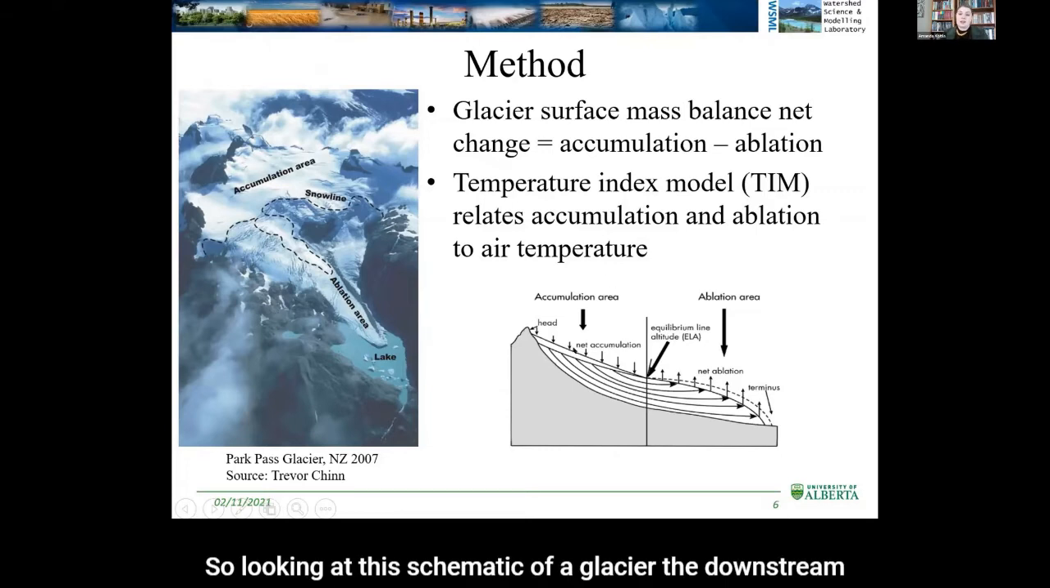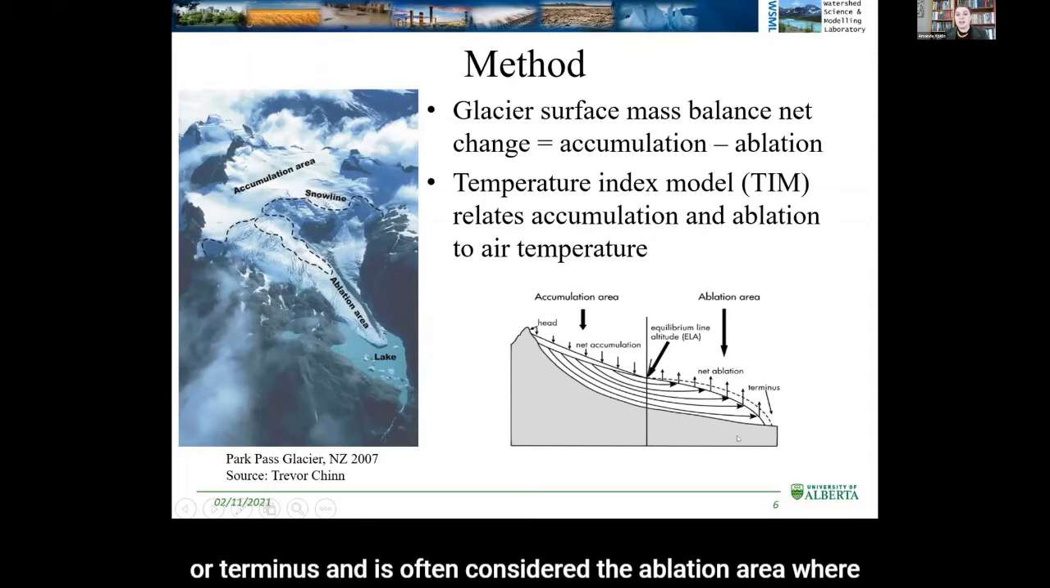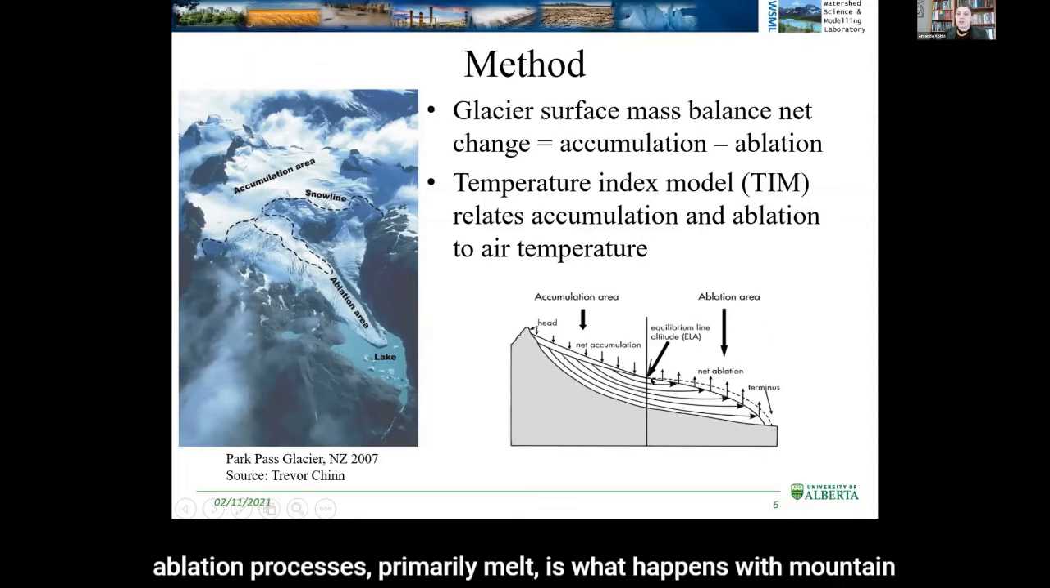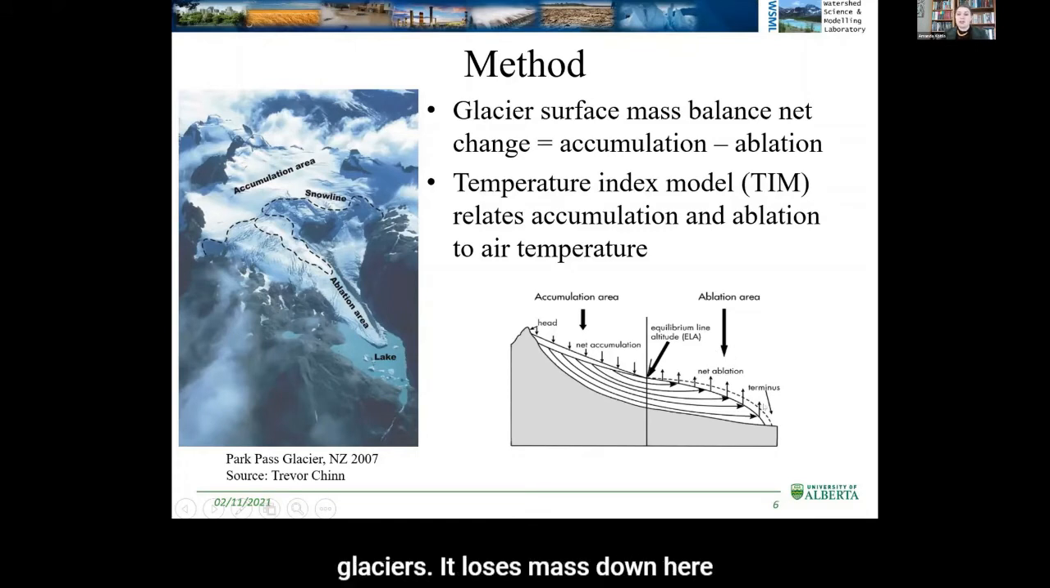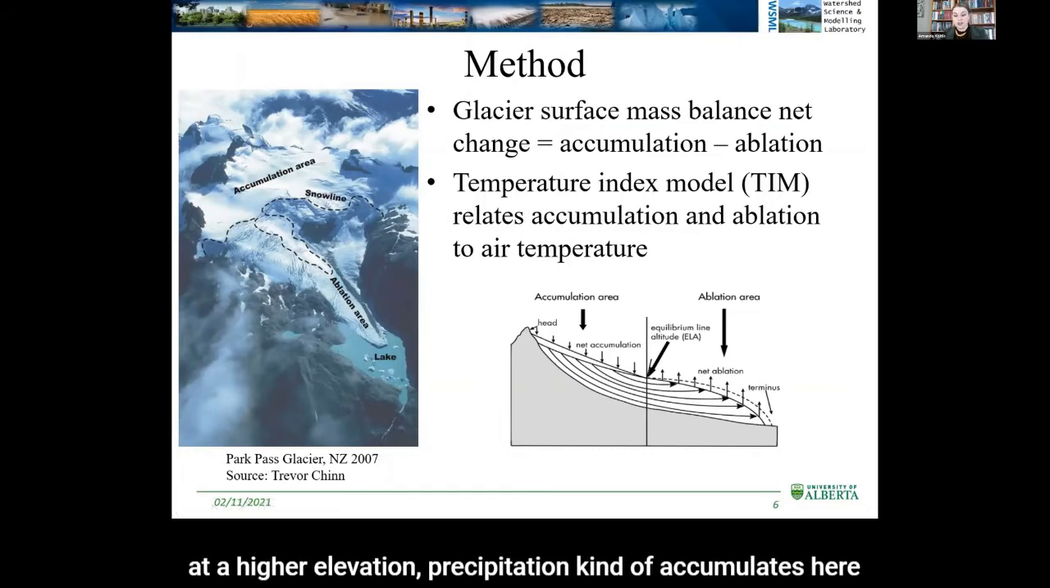So looking at this schematic of a glacier, the downstream or terminus end is often considered the ablation area, where ablation processes, primarily melt, is what happens with mountain glaciers. It loses mass down here. You know, if it's warm in the summer, it's at a lower elevation. Whereas the upper end tends to be the accumulation area. It's at a higher elevation.